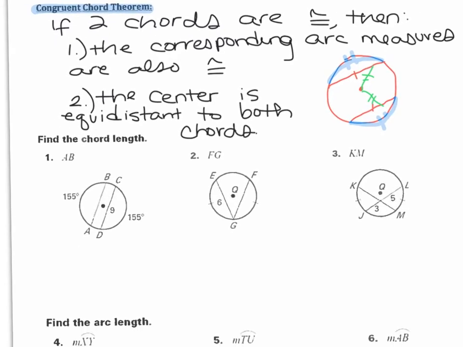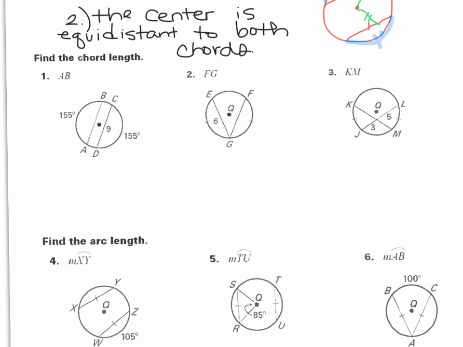So let's go ahead and look at some of these examples. The first three examples say find the chord length. So it gave you the arc measure. If I look at number one, I see that this arc measures 155 and this arc measures 155. So I see that those arc measures are congruent, which means their corresponding chords are also congruent. So if CD is 9, then I know AB is also 9.